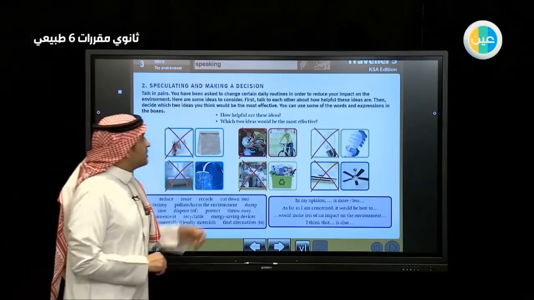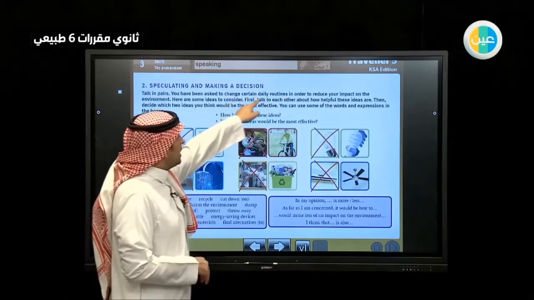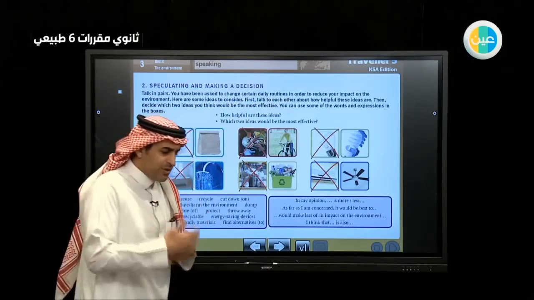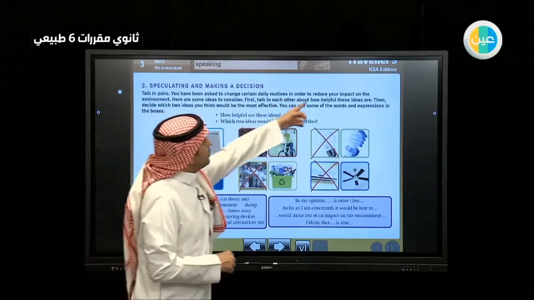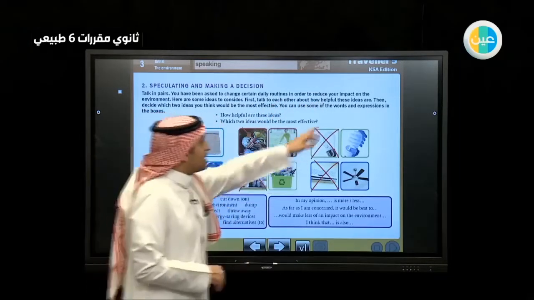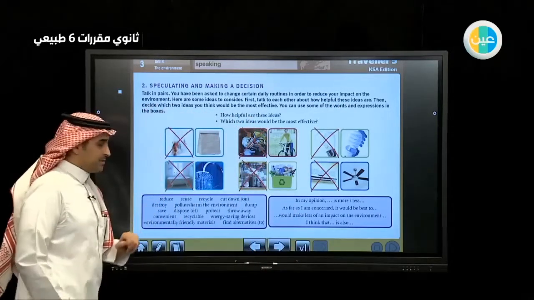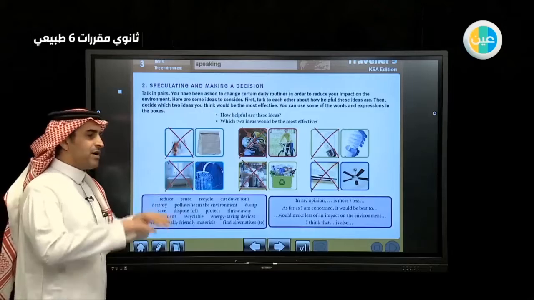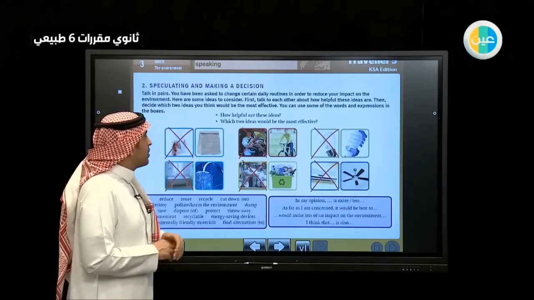You have been asked to change certain daily routines. What's the routine? Your daily routine, what you do every day, okay? In order to reduce your impact, your influence or effect on the environment. We want to reduce our effect on the environment. Okay? Here are some ideas to consider.